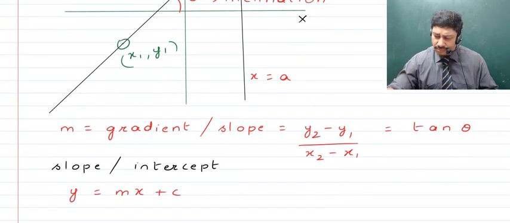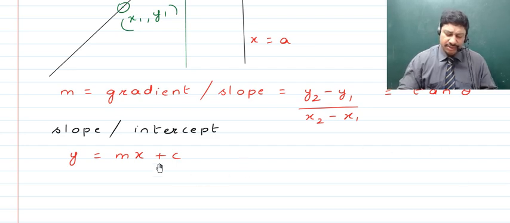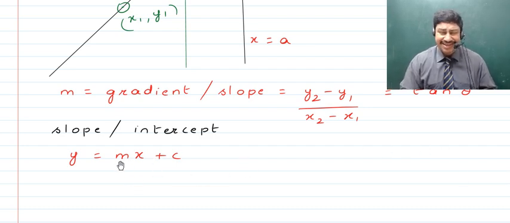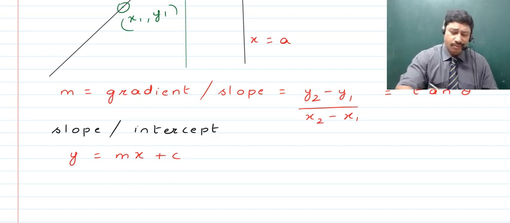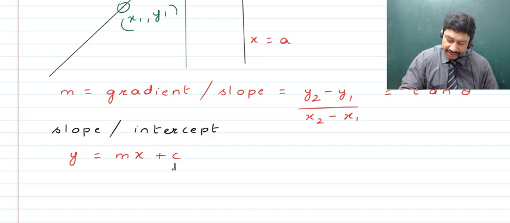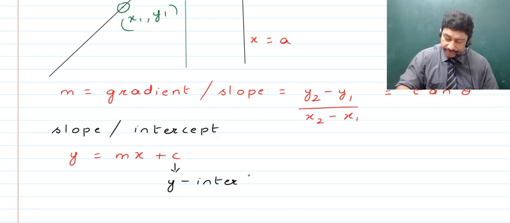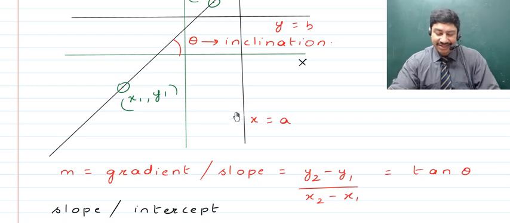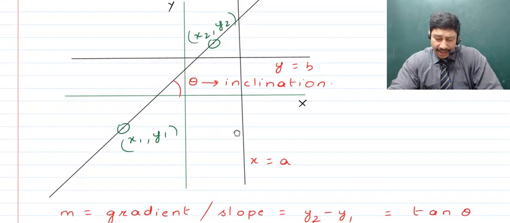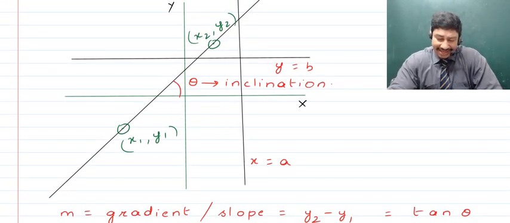Now here when we talk about this m, we've already discussed it. This is the slope of the line. The new thing is, what is c? C, children, is the y-intercept. I'll explain it to you. So here, if we talk about the y-intercept, it is actually the distance where the straight line has cut the y-axis from the origin.